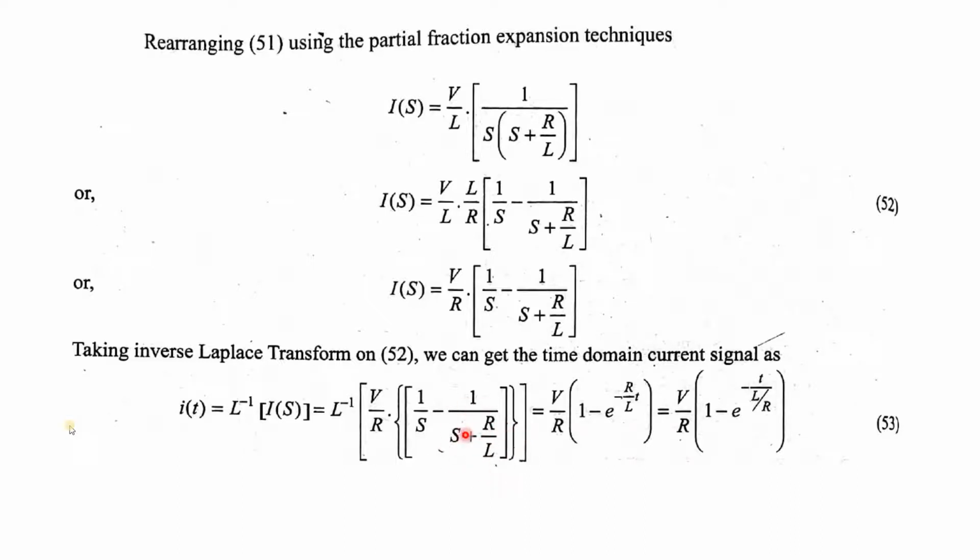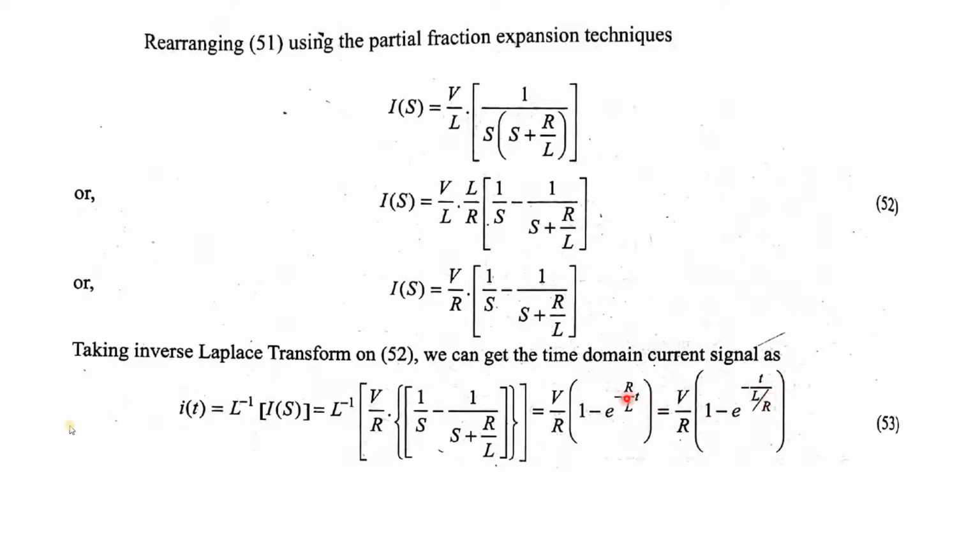This is known to you all, since you have already completed your Laplace transform in earlier semesters. When there is a variable 1 by S plus A, the inverse Laplace of 1 by S plus A is nothing but e to the power minus AT. And if it is S minus A, it becomes e to the power plus AT. So in this case, if 1 by S plus R by L is there, the inverse Laplace will be e to the power minus R by L t.